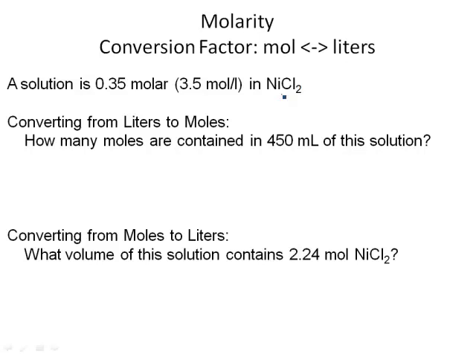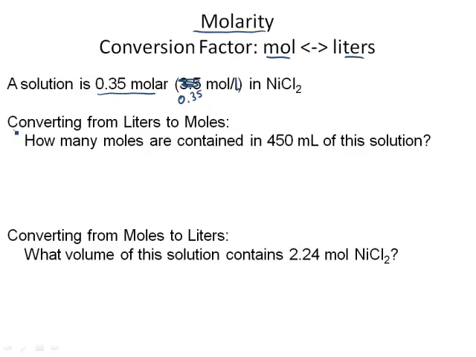Okay, so now we're going to use a new measurement for doing different conversions, and that conversion factor is called molarity. Molarity is a conversion factor between moles and liters, because the units of molarity are moles per liter. So we're going to look at a typical solution. We're going to make a 0.35 molar solution, that's how you say it, of nickel chloride. That's 0.35 moles per liter of nickel chloride. What that means is that for every 1 liter of that solution, you have 0.35 moles of nickel chloride.